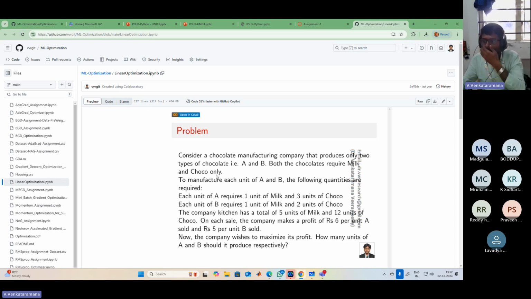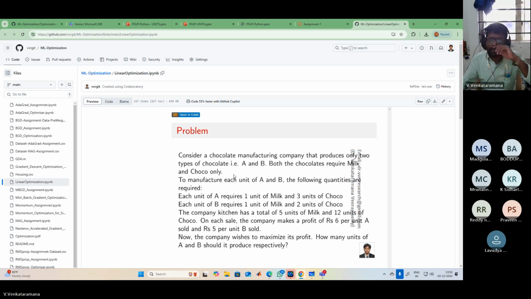So you have a client. That client manufactures various types of chocolates. The types of chocolates are A and B. Maybe you can take them as Snickers or Dairy Milk, whatever, the two types of chocolates they will manufacture. To manufacture both chocolates requires milk and chocolate.